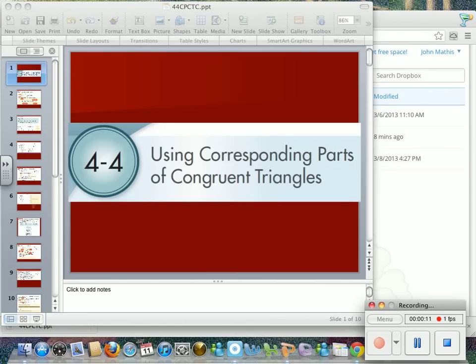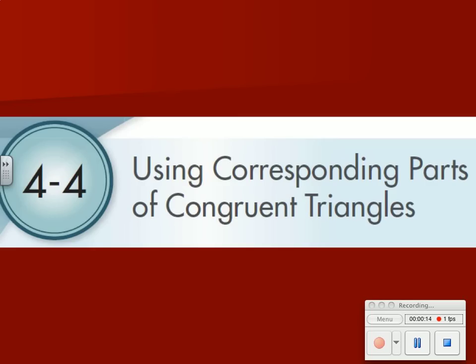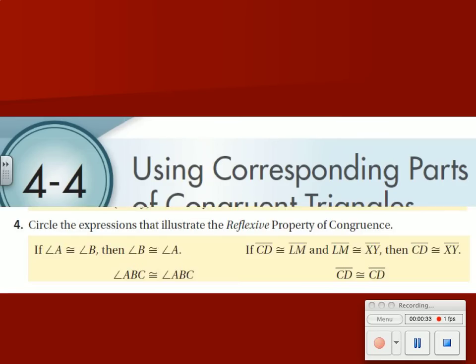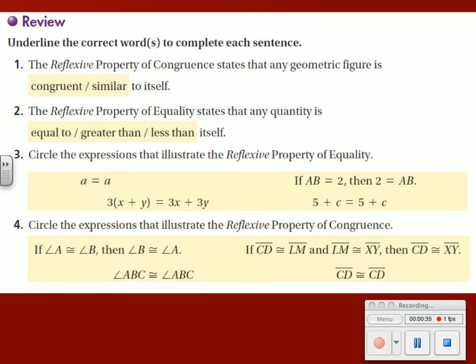All right, today's lesson is dealing with using corresponding parts of congruent triangles, or as I told you earlier when we started chapter 4, Cajun people cook tasty chickens. Corresponding parts of congruent triangles are congruent. However, you need to remember that. So we're going to quickly start off with a vocabulary review of the word reflexive.